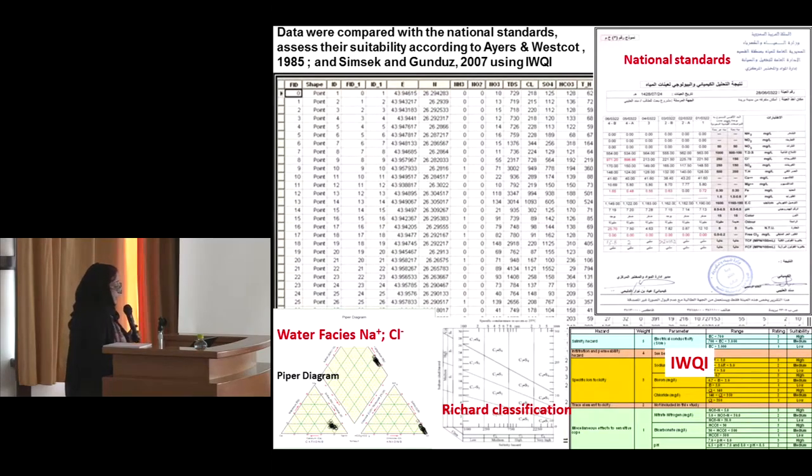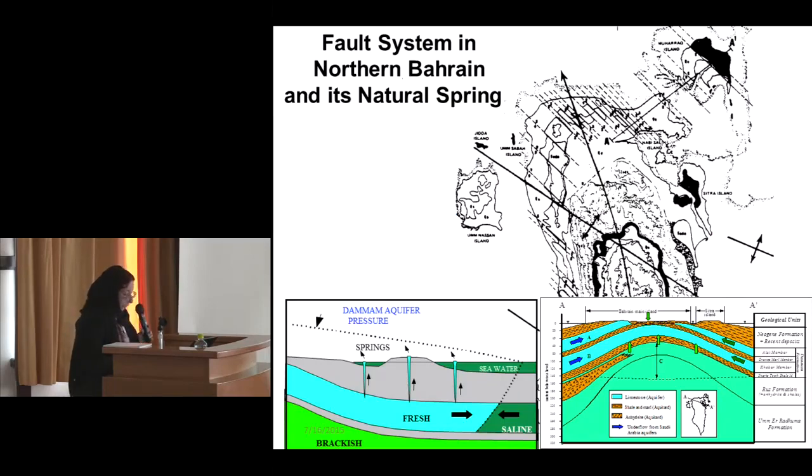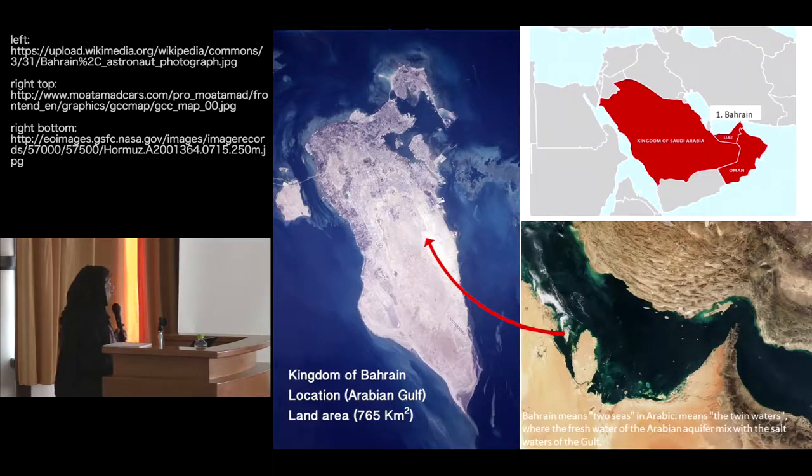The data were compared with the national standard. As well, we study the phases of the water, the Richard diagram classification for the type of the water, doing the irrigation water quality index, drinking water quality index, etc. For Bahrain, Bahrain is a small island development state.